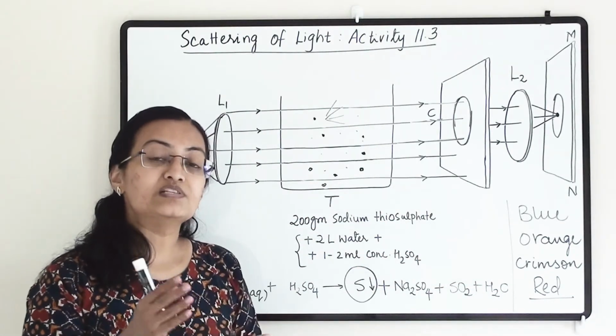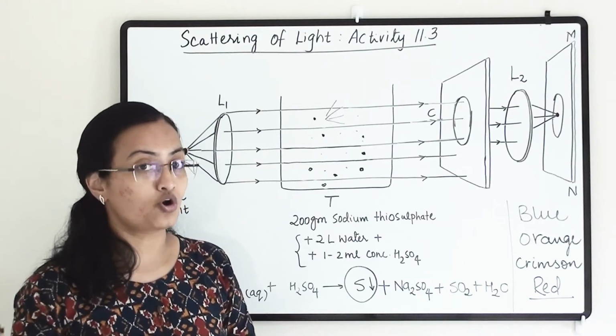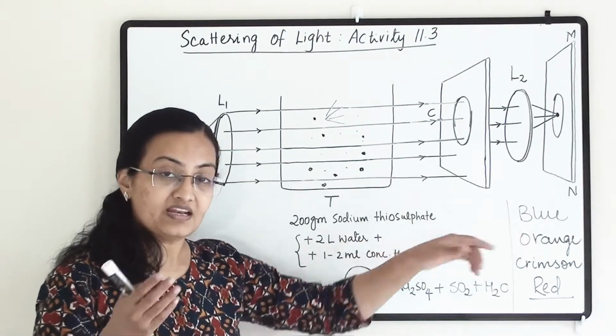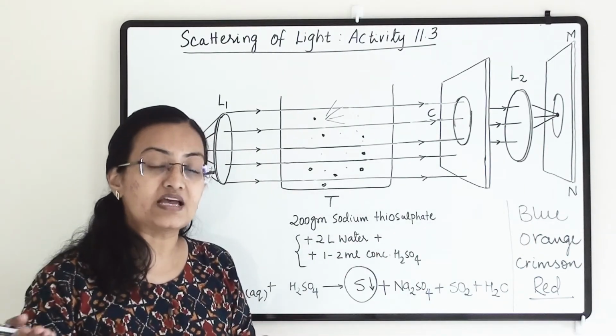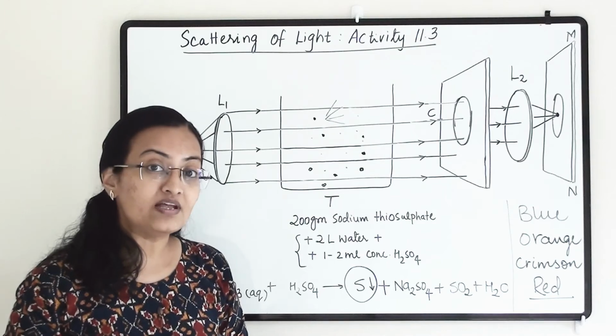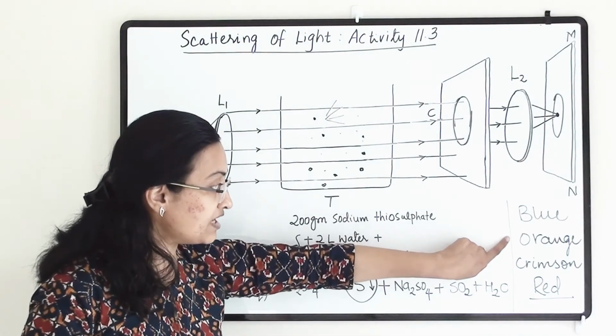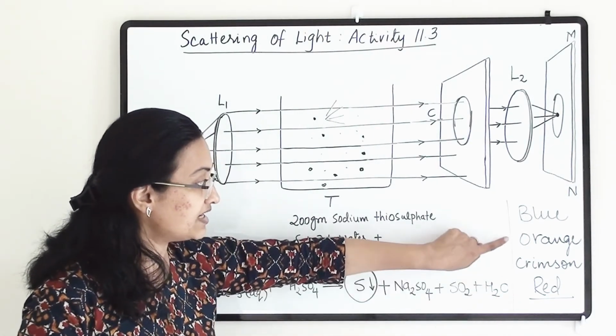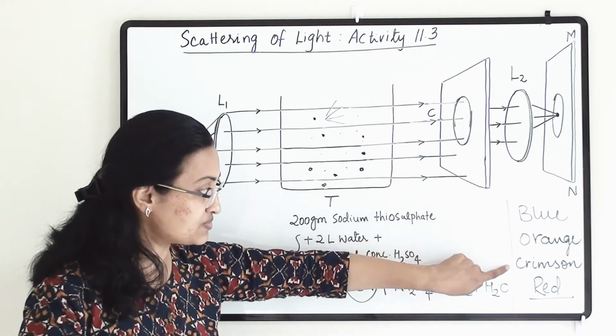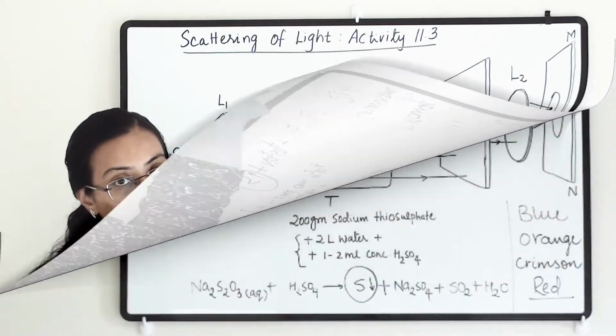Smaller particles will scatter light which has a short wavelength, so that is blue. And as the particles grow in size, they will scatter longer wavelength light, and that's why we'll be able to see this change in color, that it will go from orange to crimson and crimson to red.